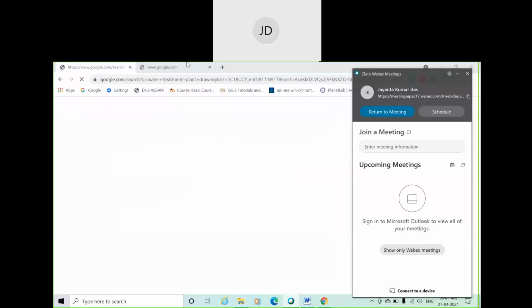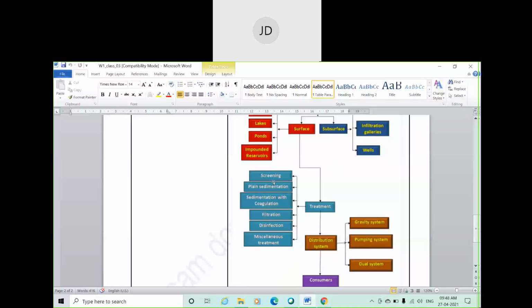Okay. So here, I don't know why it's not working. Anyway, my net is very slow, so I can't show you the actual flow chart diagram. Anyway, you have to understand here only. So you can see the first step of treatment is what? Screening. Okay, why is screening provided as the first stage? From screening you can remove the large floating bodies.